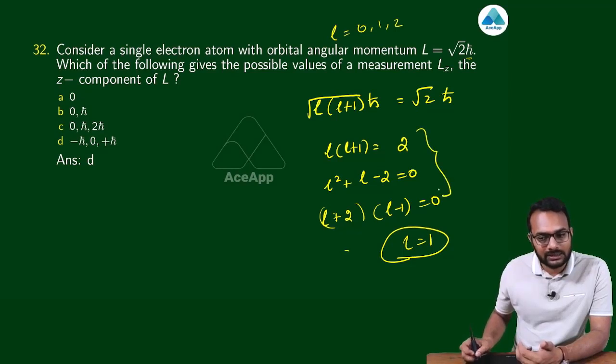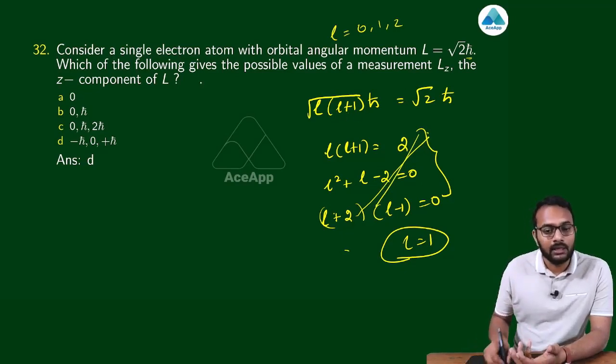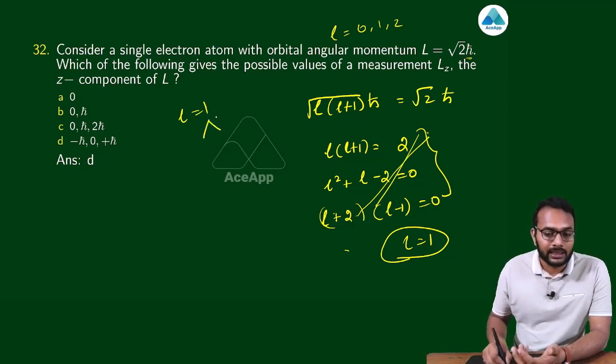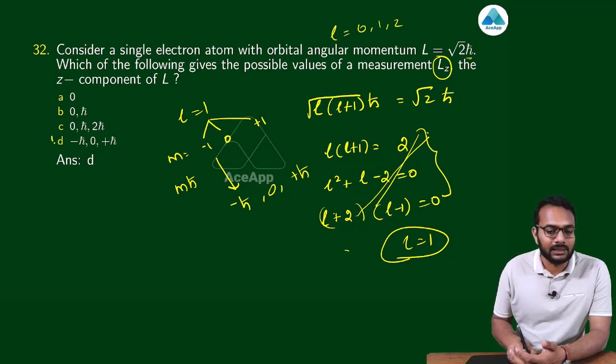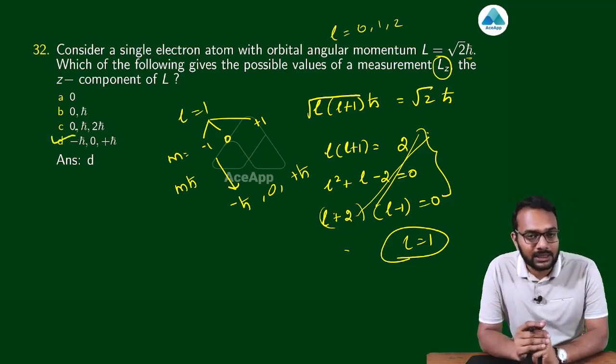I just wanted to be systematic here in case you had any confusion. So L equal to 1 is possible. The corresponding m values could be minus 1, 0, and plus 1. The eigenvalues of LZ are written as m h cross, so you have minus h cross, 0 and plus h cross. These are the possible values of measurement of LZ. That's why the answer is option D.